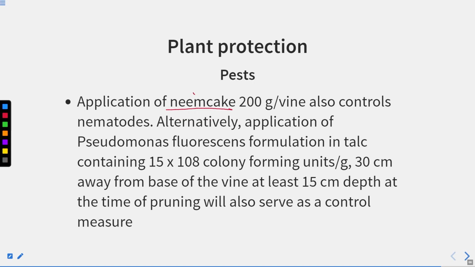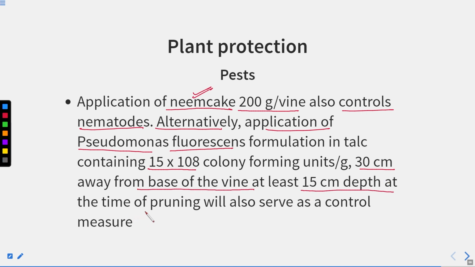Application of neem cake. Now for this, neem cake can also be used. 200 gram per vine also controls the nematode. Alternatively, application of a Pseudomonas fluorescens formulation in talc containing 50 into 10^8 colony forming units per gram, 30 centimeter away from the base of the vine, at least 15 centimeter depth at the time of pruning, will also serve as a control measure. So neem cake can also be used. Neem cake comes in the form of cake, right? That is 200 gram per vine, and it can control the nematodes.